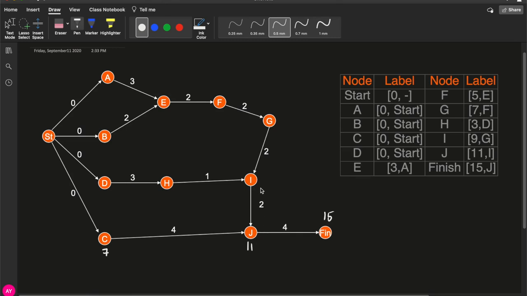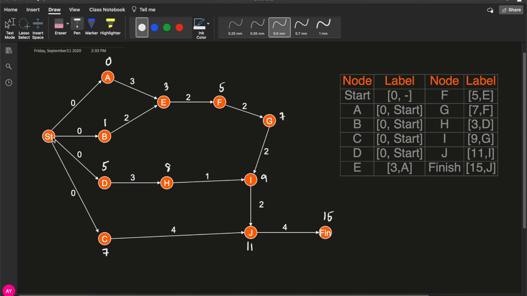I has a latest start time of 9. H has a latest start time of 8. G has a latest start time of 7. F has a latest start time of 5. E has a latest start time of 3. D has a latest start time of 5. B has a latest start time of 1. A has a latest start time of 0. And finally, start has a latest start time of, in this case, 0.